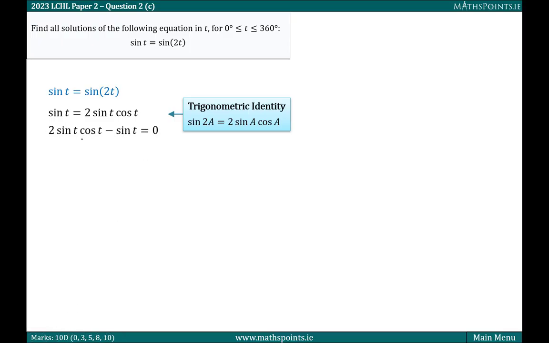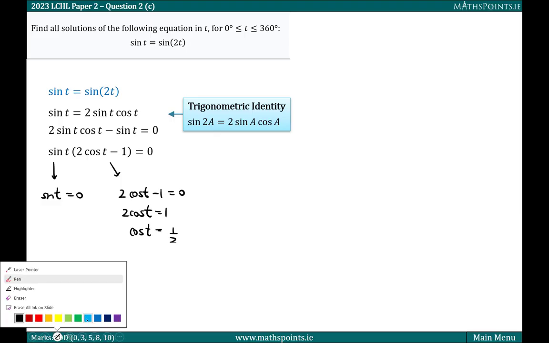I can now factor out the sine t. I'm not dividing everything by sine t, I'm factoring it out. And the reason I do that is because then sine of t could be equal to 0, and we'll get our solutions from that. And then likewise we have 2 cos t minus 1 could be equal to 0, in which case 2 cos t is equal to 1 and the cos of t equals a half.